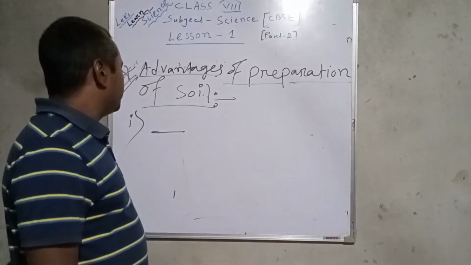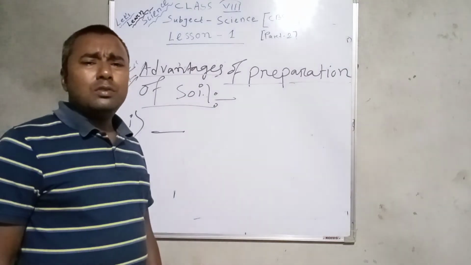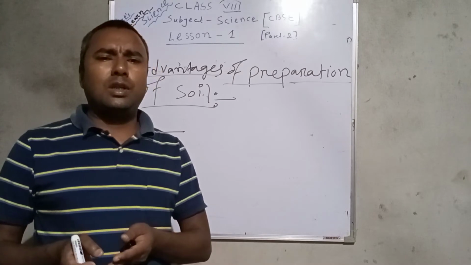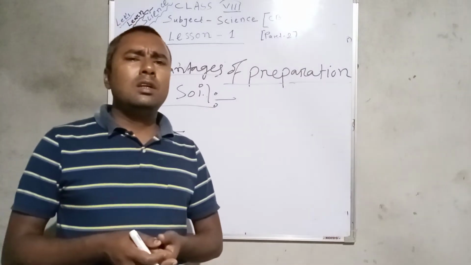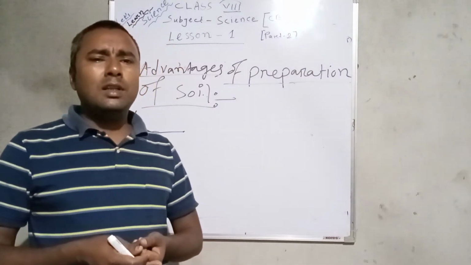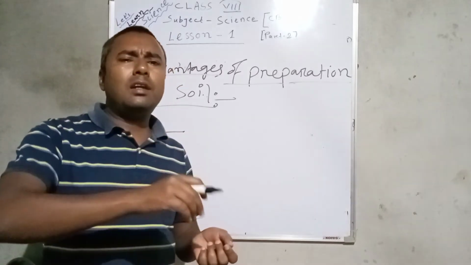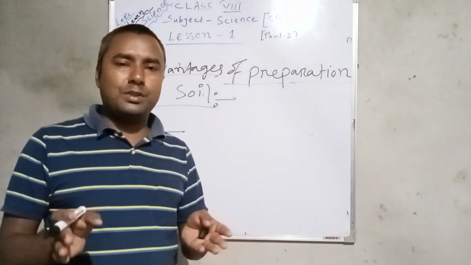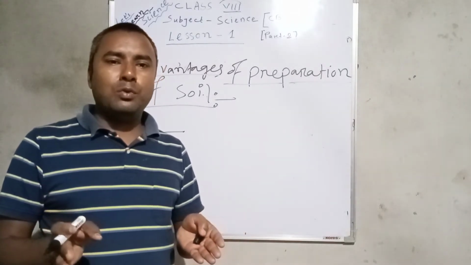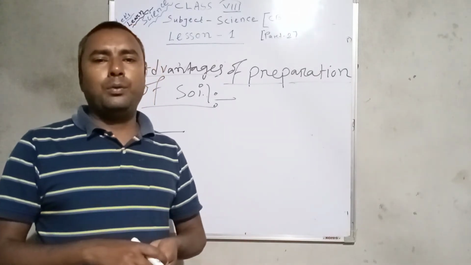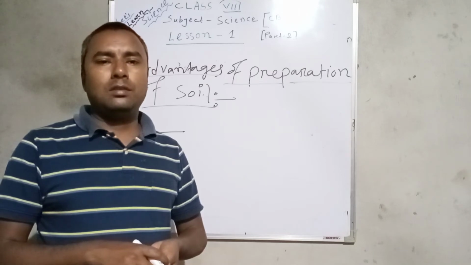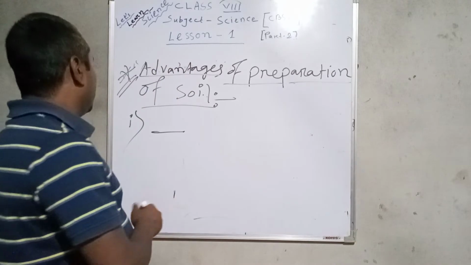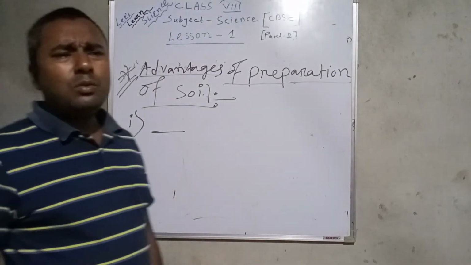Second one is that it helps in the aeration of soil. When the soil becomes loosened, then air easily enters inside the soil. So that helps for easy breathing of the roots of the plant. That is the second advantage.